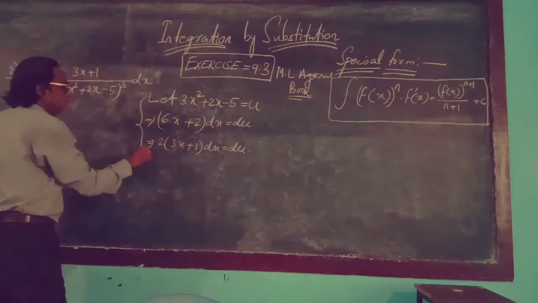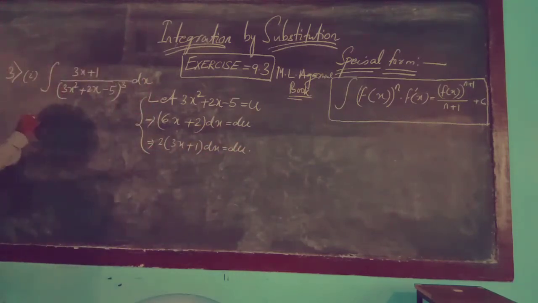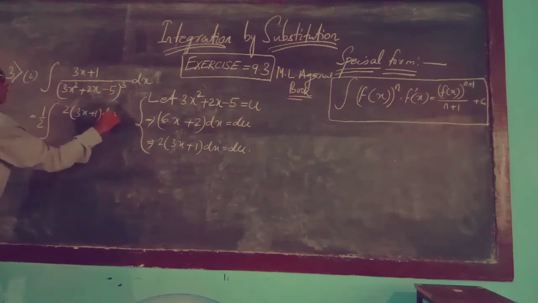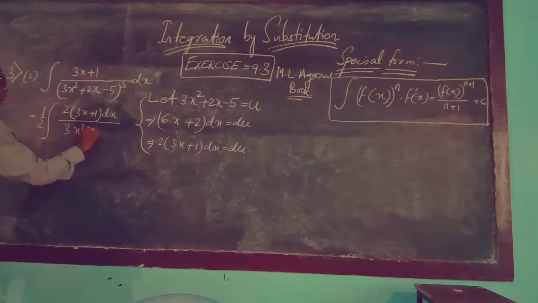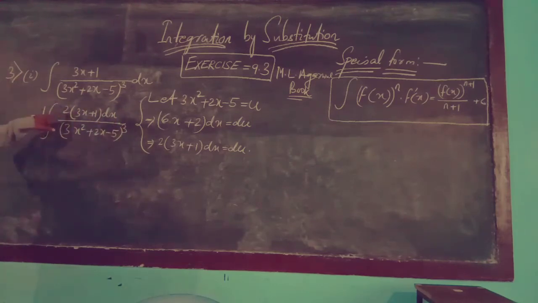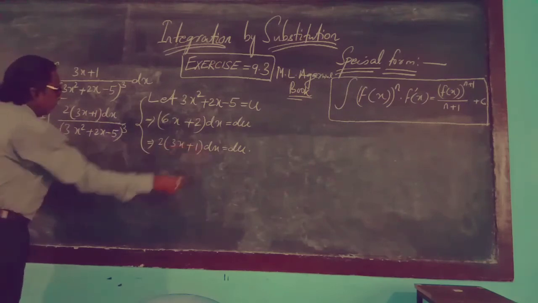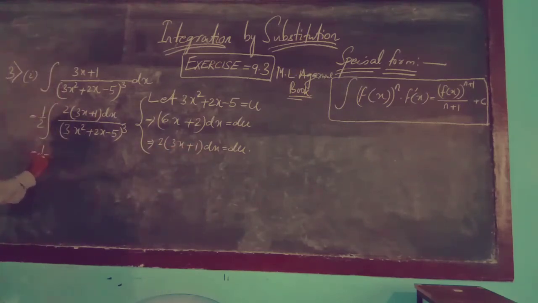Now see, here it is only 3x plus 1 dx. You arrange it like this: 1 by 2 integration of 2 times (3x plus 1) dx divided by (3x square plus 2x minus 5) whole cube. This is the process. I have multiplied by 2 here and adjusted, because 2 times (3x plus 1) dx equals du. This 1 by 2 is outside.